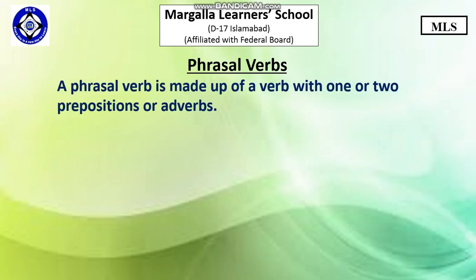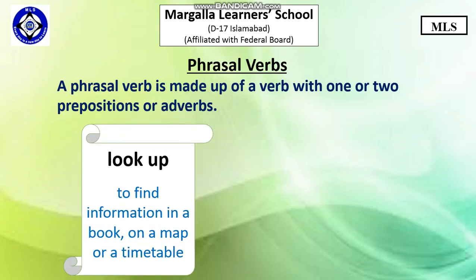A phrasal verb is made up of a verb with one or two prepositions or adverbs. Now, let's look at some of the phrasal verbs and learn their meanings. The first one is look up. You can see that the first word is a verb and the second word can be both prepositions and adverbs. Look up means to find information in a book, on a map, or a timetable.